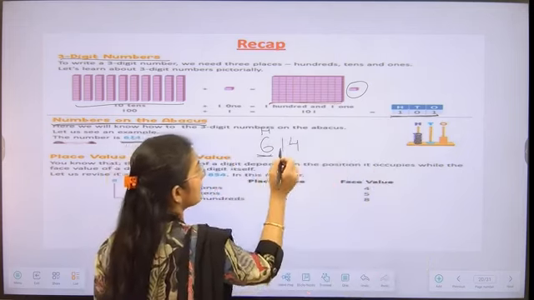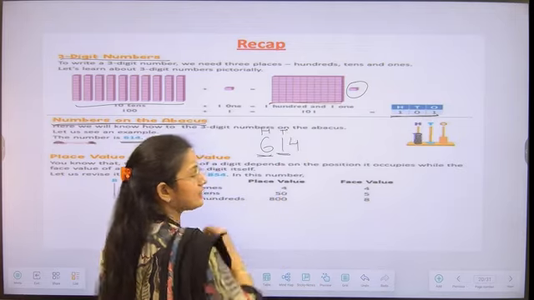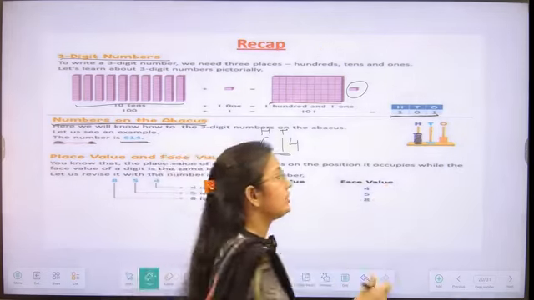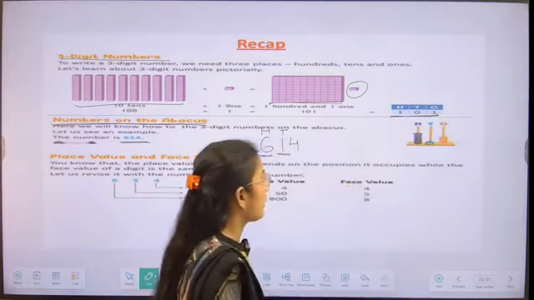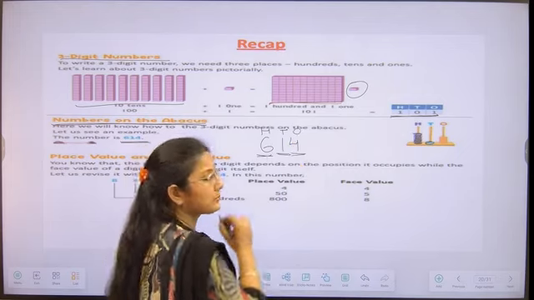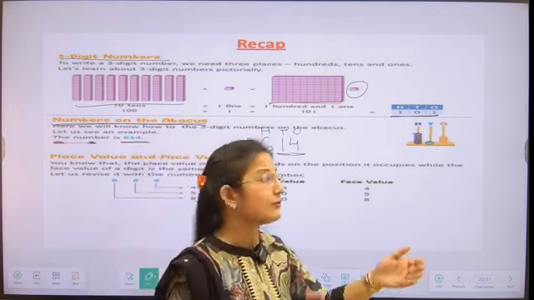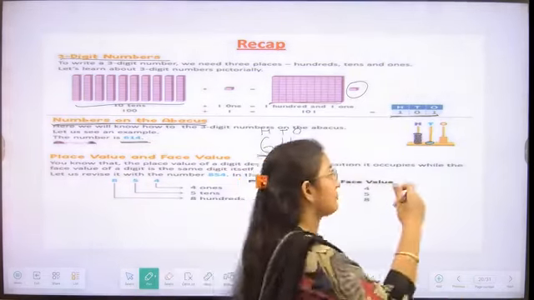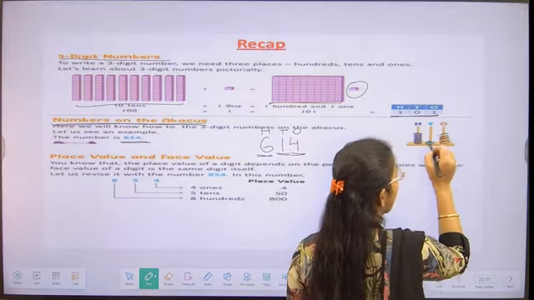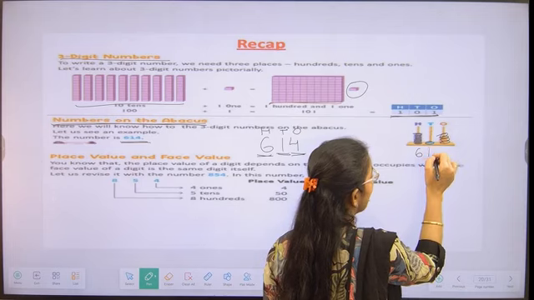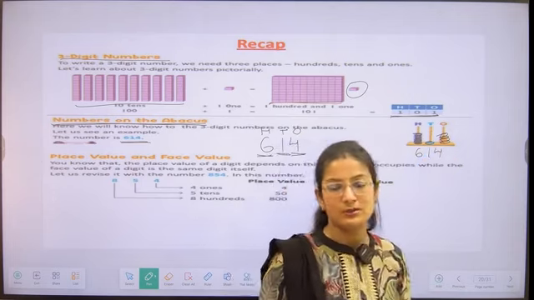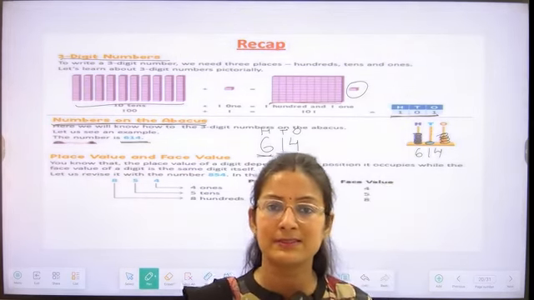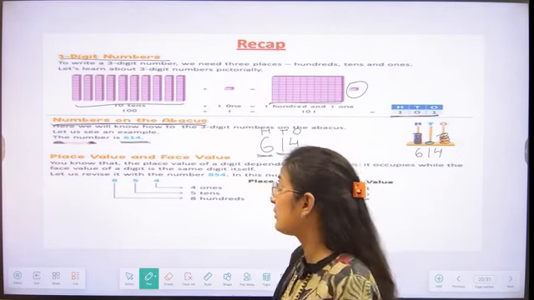Similarly, we have 1 at the tens place value, so we make 1 bead at the tens place on the abacus. Now for the ones place value, 4 is written, so we make 4 beads at the ones place. With this, we are writing the number 614 on the abacus. Is everyone understanding how we write numbers on the abacus? Very good students. Let's move to our next concept.